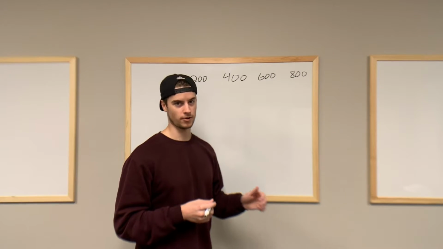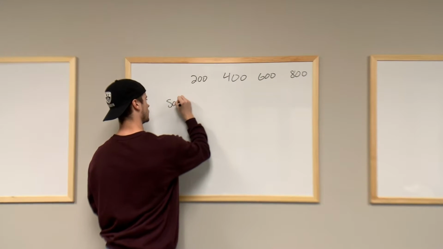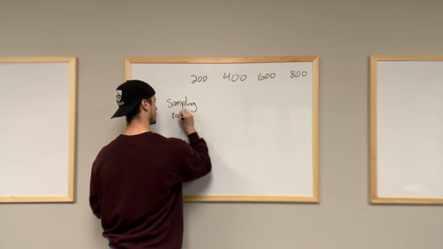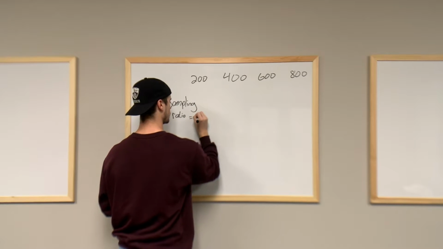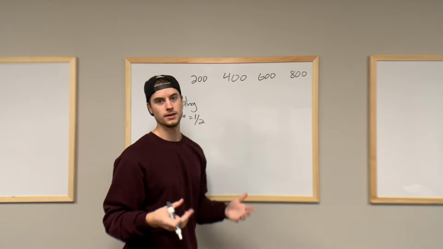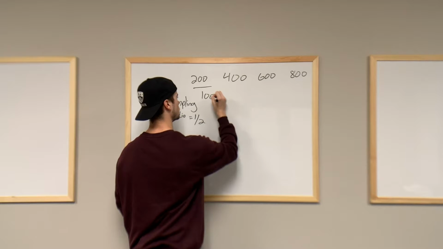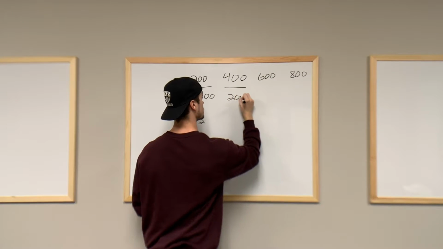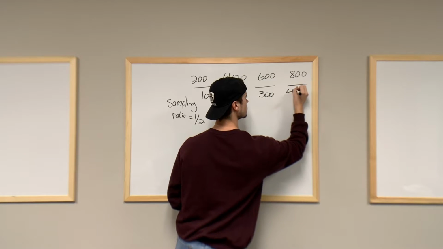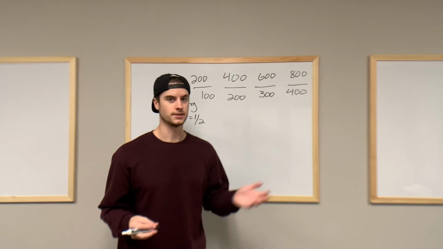I can set a sampling ratio of 1/2, right? So our ratio equals 1/2. All right, so what we'll do is we'll cut all these in half, okay? So this one becomes 100, this becomes 200, this becomes 300, and this becomes 400, all right? That's really all this is, right?